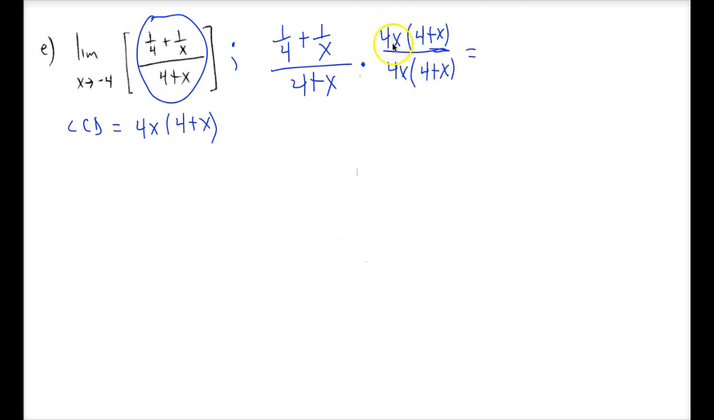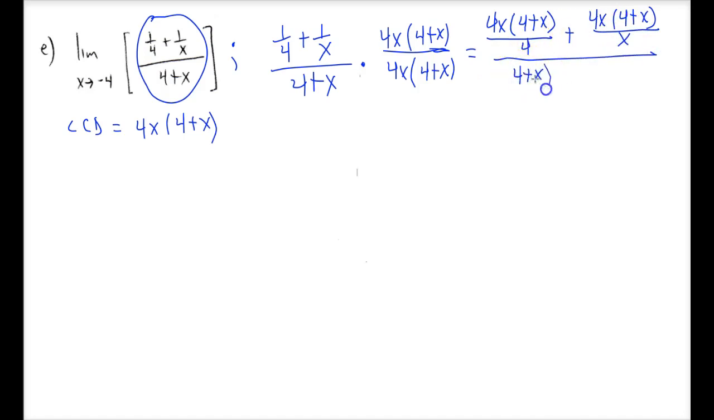So if we go and multiply 4x times 4 plus x to the first term here, what we'll get is 4x times 4 plus x in parentheses all over 4, plus we would get 4x times 4 plus x in parentheses all over x. And of course in the denominator, this would be just 4 plus x here, and then this is times 4x, 4 plus x, like that.